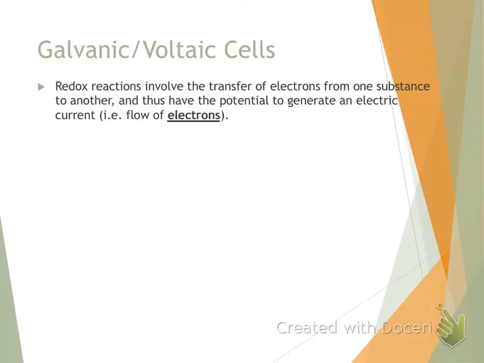Hello, hello. In this video, we are talking about galvanic and voltaic cells. You've heard them mentioned in the past in this unit in terms of a galvanic and voltaic cell taking that chemical potential energy from a redox reaction and converting it into electrical energy.